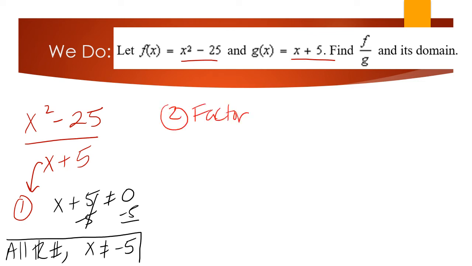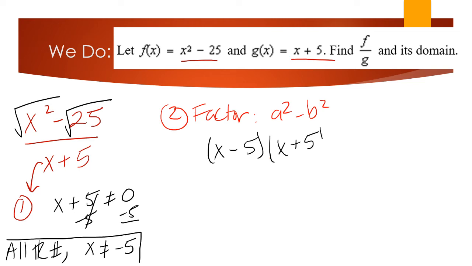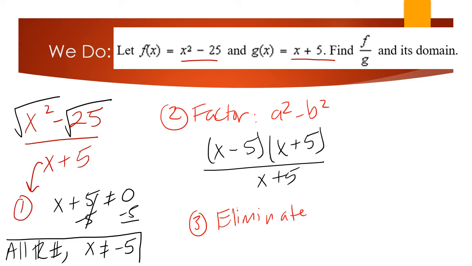Okay. Step 2 is to factor. And again, we have difference of two squares, a squared minus b squared. So when I factor this, taking the square root of this term and the square root of that term, that leaves me with x minus 5 times x plus 5. And step 3 is to eliminate. So when we eliminate x plus 5, we're left with x minus 5.